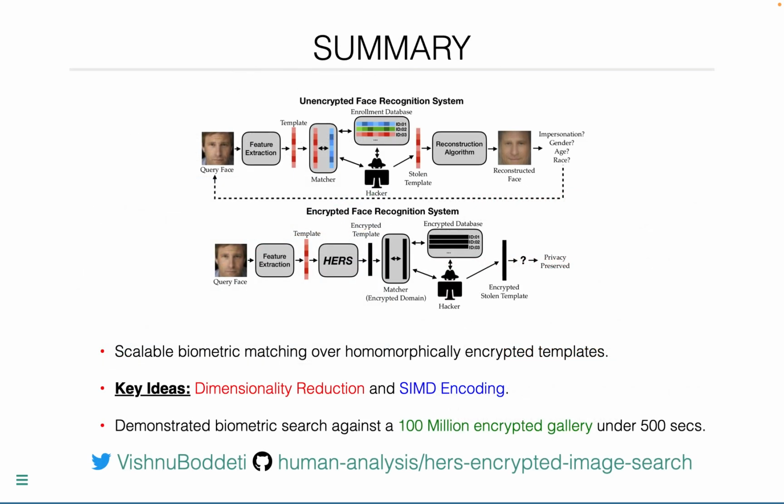In summary, we propose a scalable method for biometric matching over homomorphically encrypted templates. Our key ideas for scalability were dimensionality reduction and an encoding scheme that is better suited for large galleries. Finally, we demonstrated biometric search against a 100 million gallery of encrypted features, and we were able to do this in less than 500 seconds per query.